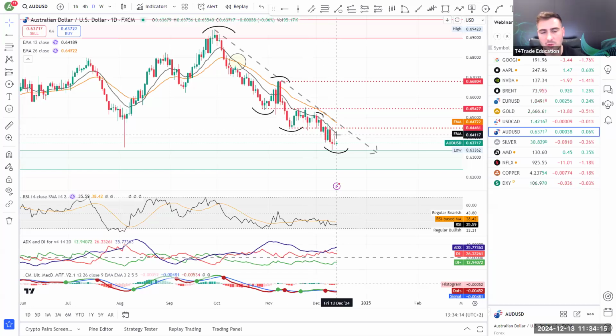So we're looking for the confirmation that the price action is going to stay below this 12 period EMA, which is currently acting as, and can act as, a resistance area for a potential rebound for the price action. So for the time being, our assessment is obviously bearish, but this is something that we need to pay close attention to.